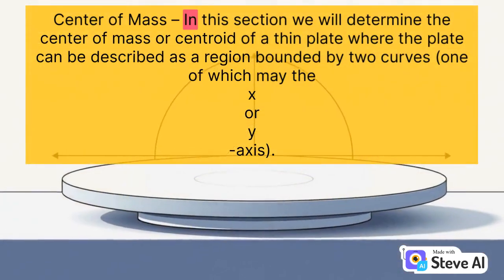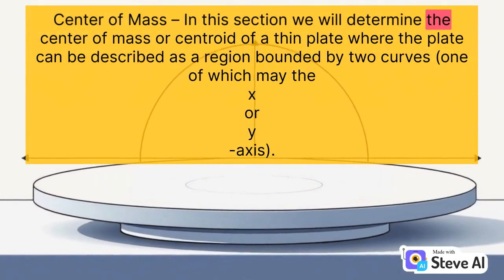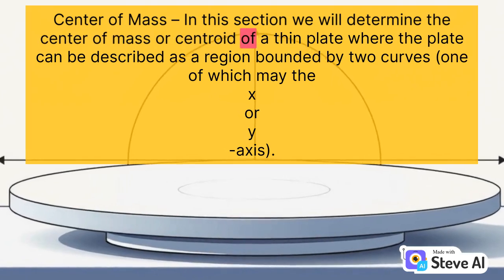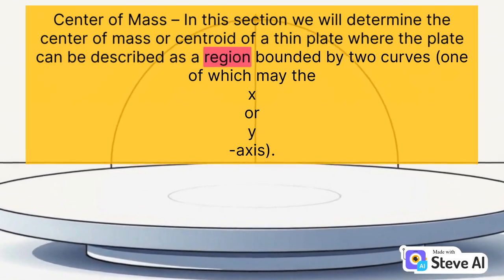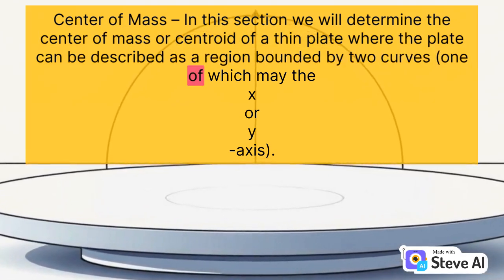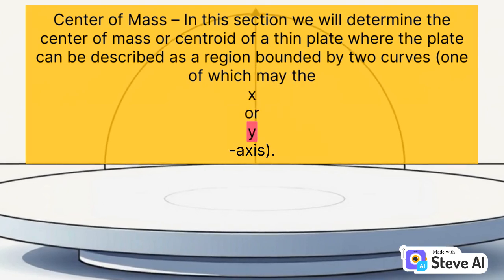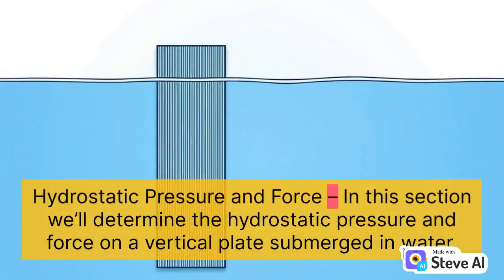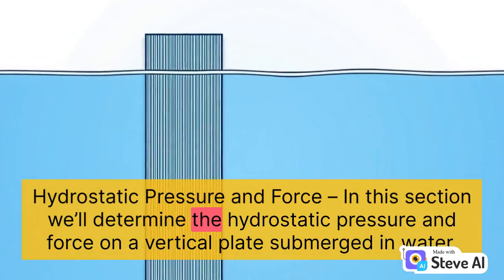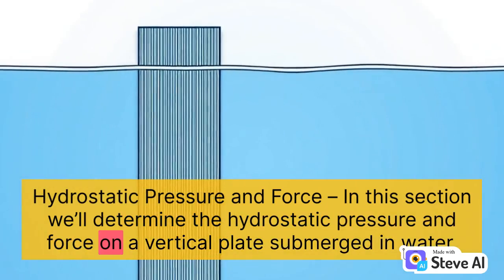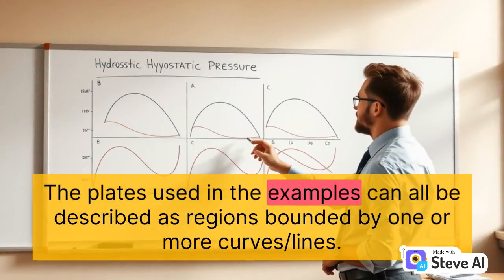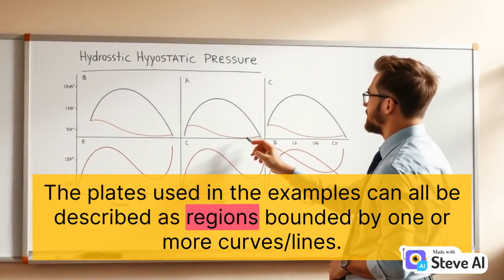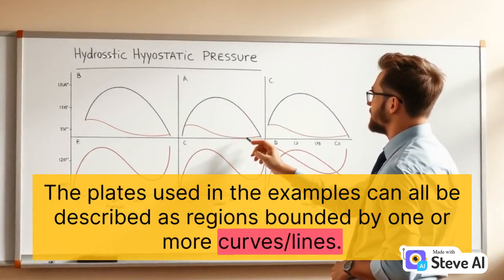Center of mass. In this section we will determine the center of mass or centroid of a thin plate where the plate can be described as a region bounded by two curves, one of which may be the x or y-axis. Hydrostatic pressure and force. In this section we'll determine the hydrostatic pressure and force on a vertical plate submerged in water. The plates used in the examples can all be described as regions bounded by one or more curves/lines.